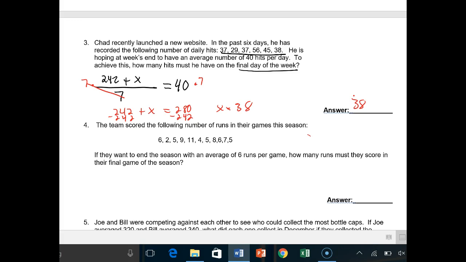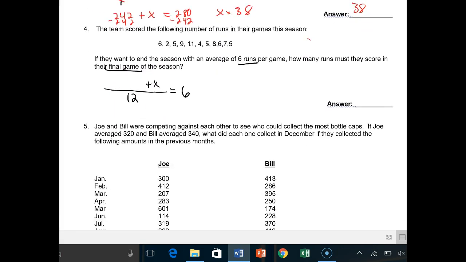Okay. In a problem like 4, you've got this team scoring all these different runs in their games, and then if they wanted to end the season with the average of 6, how much they score again. So you have to go ahead and say, I have an original total, I'm going to add that to x, and I want my season end average to be 6. Understand that it's divided by 1, 2, 3, 4, 5, 6, 7, 8, 9, 10, 11, plus one final game that they'll play, so divided by 12. So you need to find that total there and then solve for x.